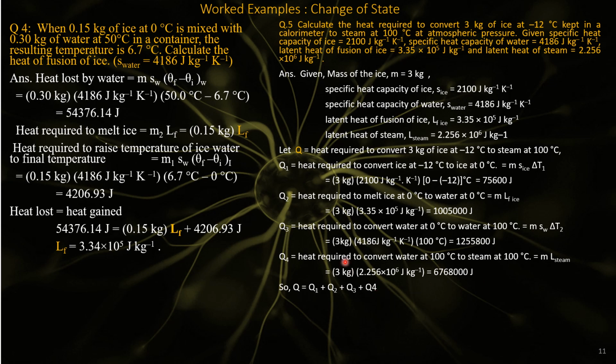Hence, the total quantity of heat required to convert 3 kg of ice is given by Q is equal to Q1 plus Q2 plus Q3 plus Q4. These values we have calculated separately. Therefore, adding, we get the result as 9.1 into 10 to the power of 6 joules. Please pause and note down step by step.